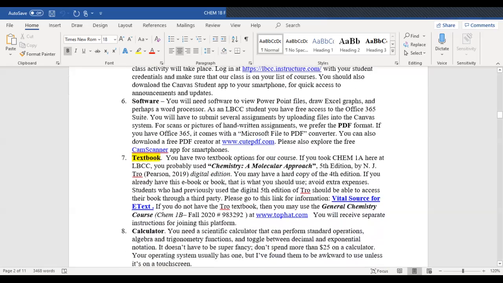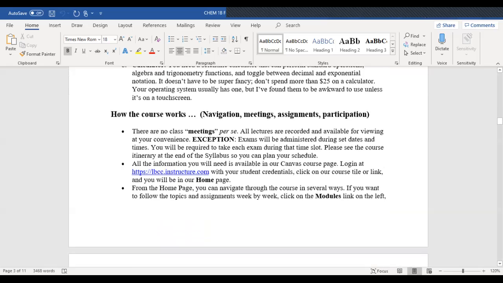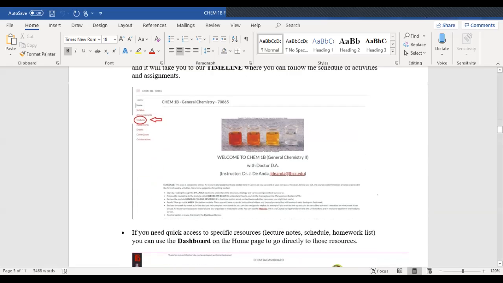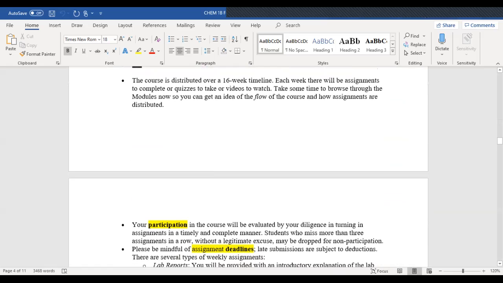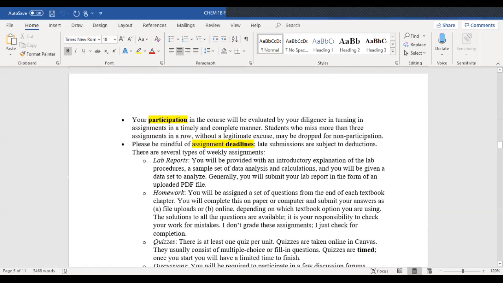So here's some things you need. I already mentioned the textbook options you have, either Tro or Top Hat. And then over here, how the course works, little navigation, I already talked to you about that. Participation/attendance. There is no attendance, obviously, because we don't have any mandatory meetings, but I still grade you on the basis of participation, like it says here, by your diligence in turning in assignments in a timely and complete manner.